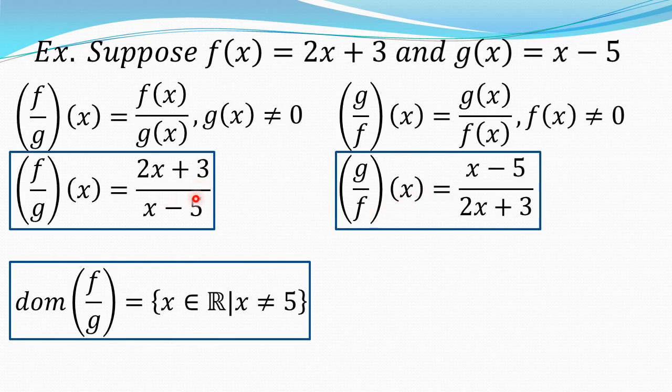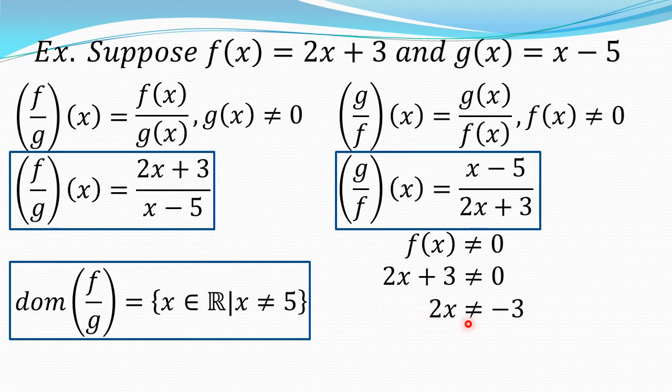But how about the domain? Well, let's see about the domain. So we'll put this down here. f of x not equal to 0. So what's f of x? It's just this one. 2x plus 3 not equal to 0. We transpose this to the other side. 2x not equal to negative 3. And we divide this by 2 so that we can isolate x on the left side. You get x not equal to negative 3 over 2.